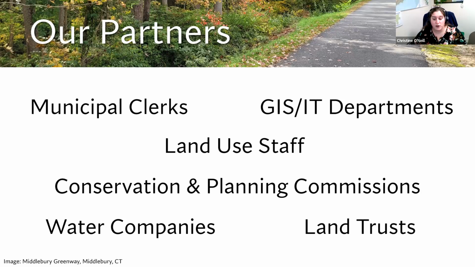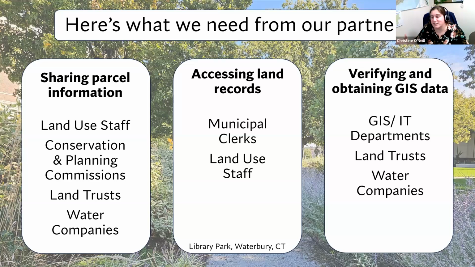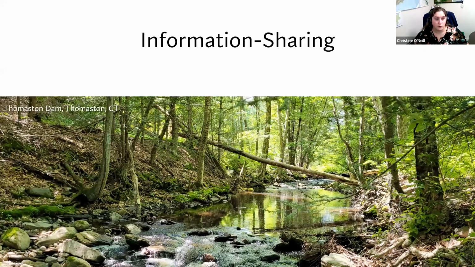And land trusts and water companies are also really, really important to us. They might have data about their land holdings that the municipality doesn't. So we want to ensure we're not just working with open space that's sort of on the municipal radar, but really everything that's in the town. And this slide is just another way of viewing the three major tasks that we're going to be asking our partners for help with: sharing information, accessing land records, and verifying and obtaining GIS data. So we'll dive into that.